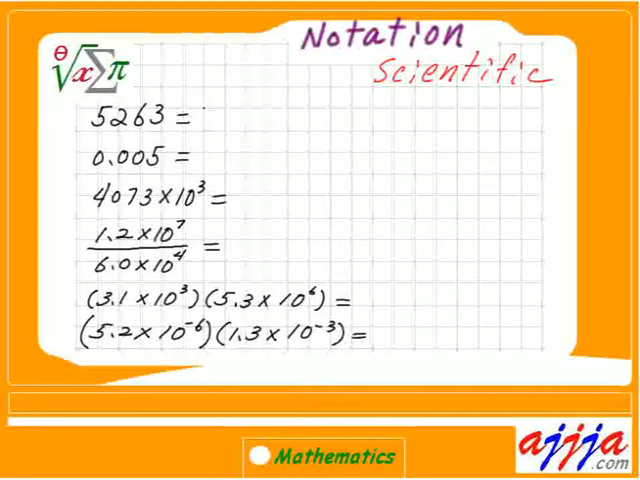Scientific notation. That's right. Okay, change this one to scientific notation. 5,263. That's right. 5.263 times 10 to the third power. Very easy. Okay, now what about this one?